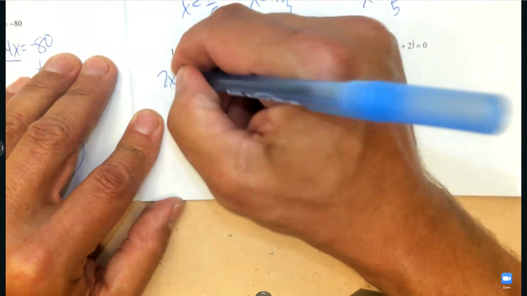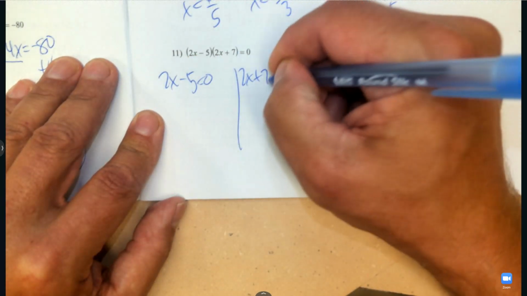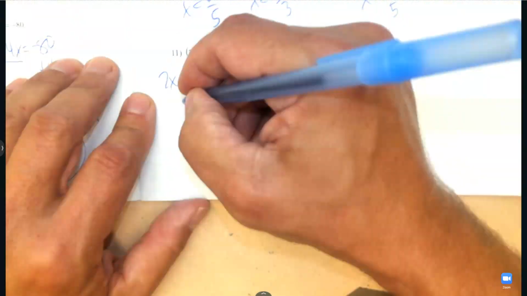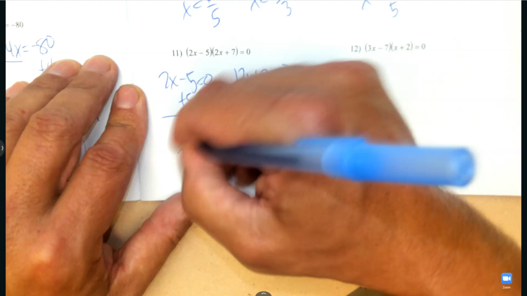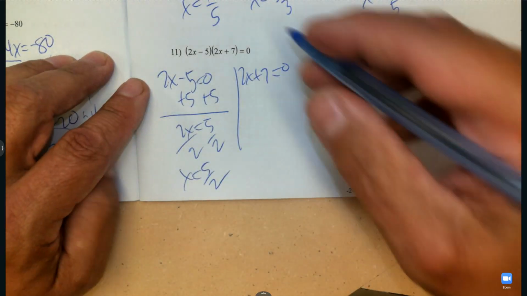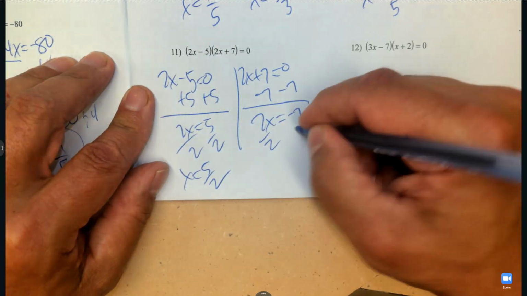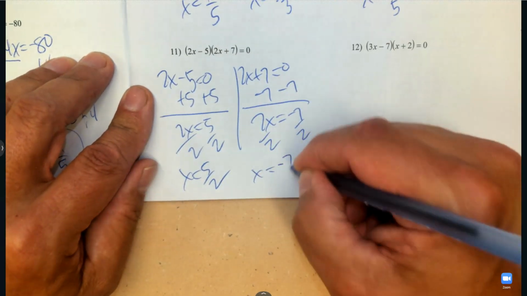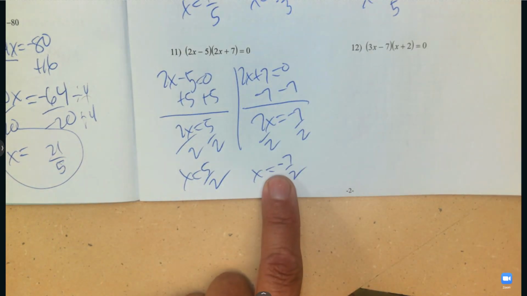See if we get here. There it is. So again, each factor equal to 0. So I'm going to add 5, and I'm going to divide by 2. I'm going to subtract 7 and divide by 2. So one answer is positive 5 over 2, and the other answer is negative 7 over 2.